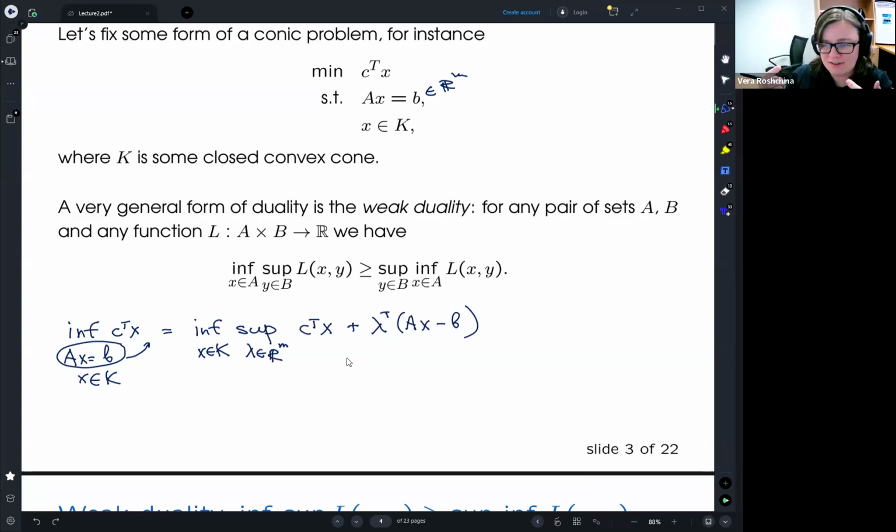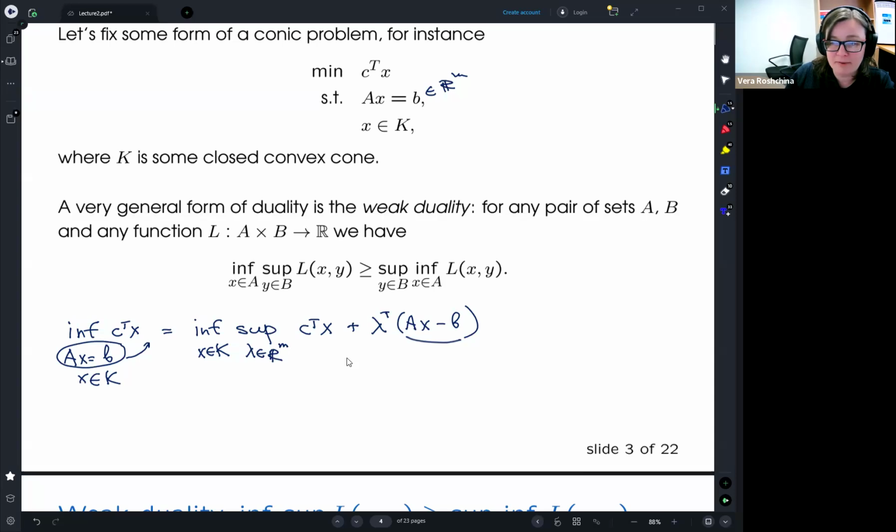So what happens here? If I look at why the values of these things coincide, when I look at this supremum, if Ax equals b, if this is 0, then the value of this is exactly c transpose x. If Ax minus b is not 0, then because I'm taking the supremum over something here, this will be plus infinity.